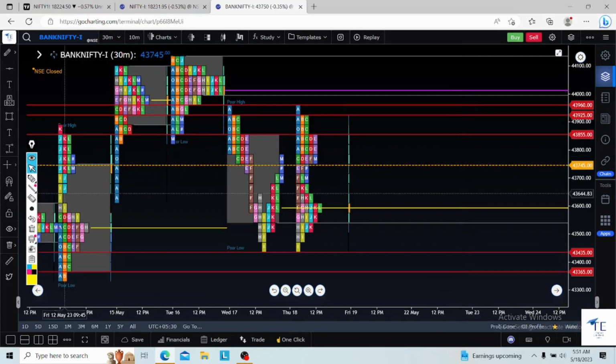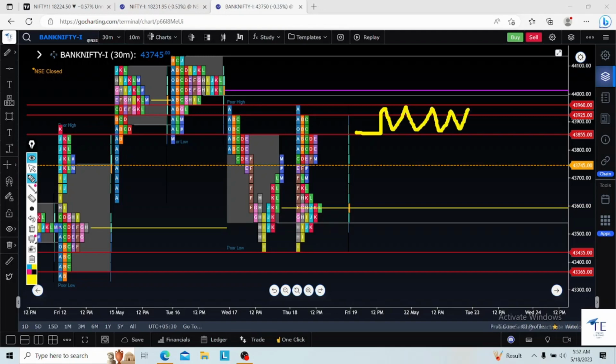See here, the scenario is entirely different. If the market opens above this particular value area, again the same thing, I will wait for the directional move. Any acceptance above 43,960 only, I will go for a CE towards the all-time high. The all-time high is 44,240. So any acceptance at 43,960, if the market opens above the value area, I will go for a CE towards this 44,240, which is my target.